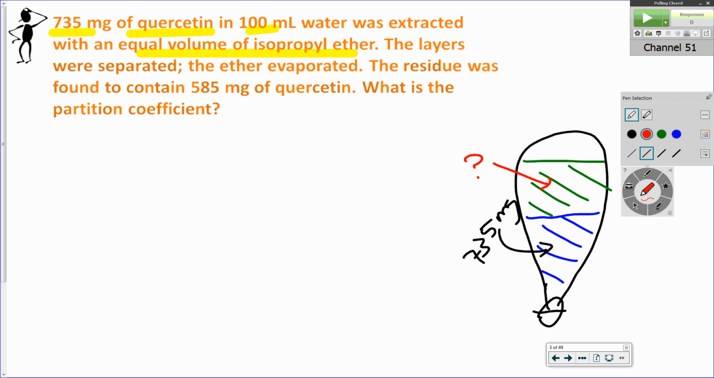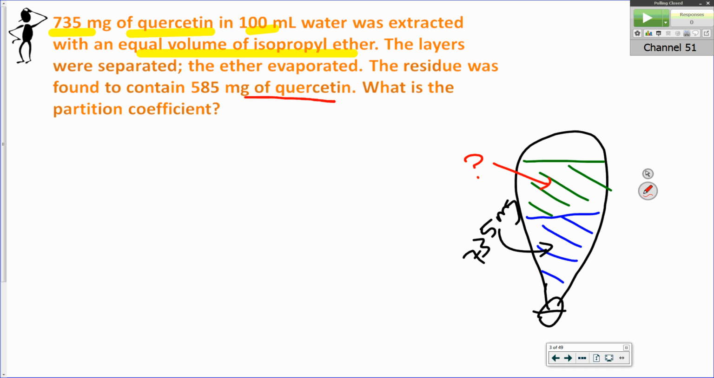But in this case, it tells me that after we shook it up, we took the amount of residue that was found in the ether. So the layers were separated, the ether was evaporated off, and that ether contained 585 milligrams of the compound. What's the partition coefficient? So what we want to do is find out what K is in this one.